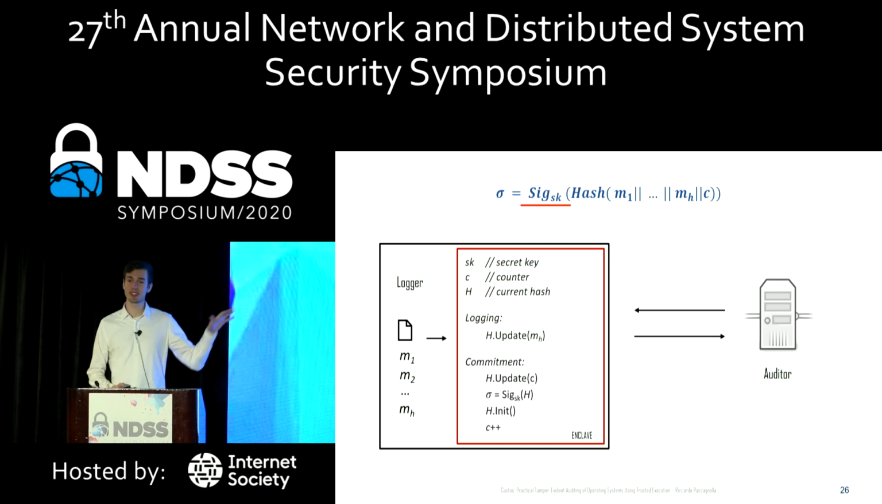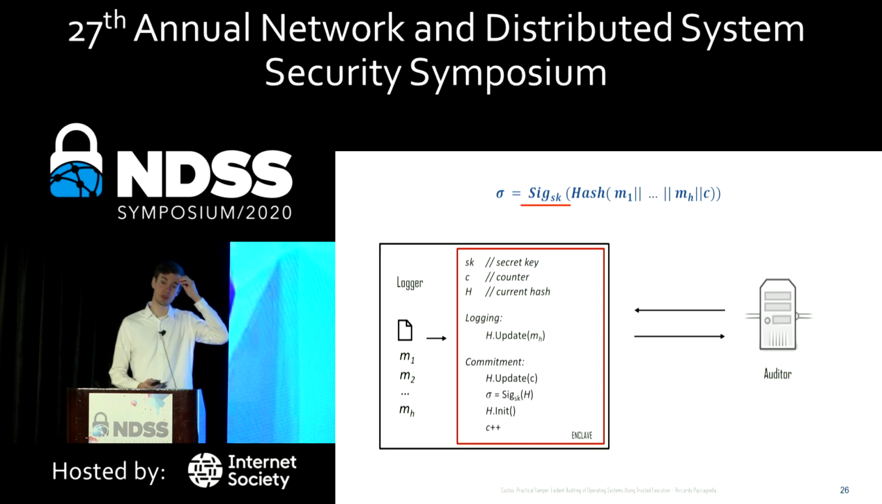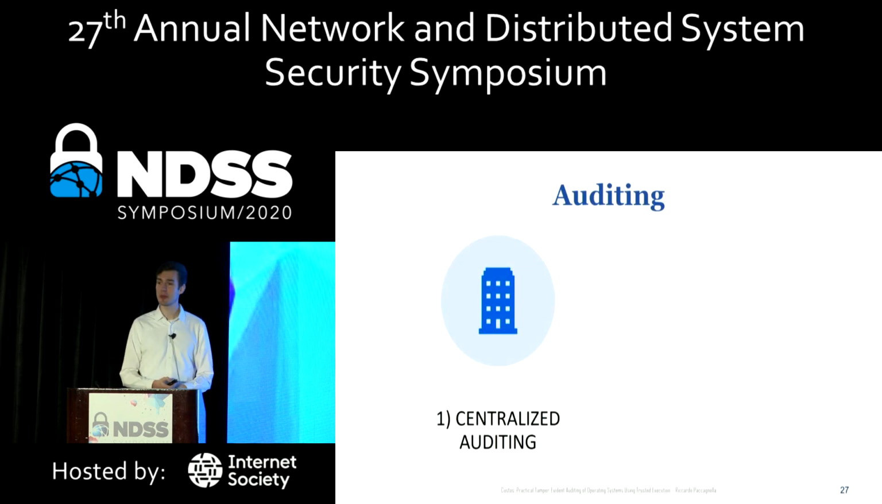Now, I introduced this auditor component, but I haven't really described it to you. So let me just tell you who this auditor is and how it works. So in our paper, we describe two types of auditor. One of them is a centralized auditor. And the centralized auditor is really meant to be integrated with existing common practices in companies.